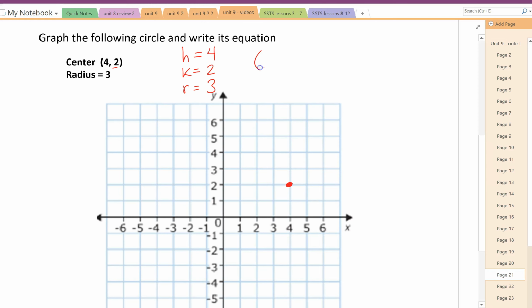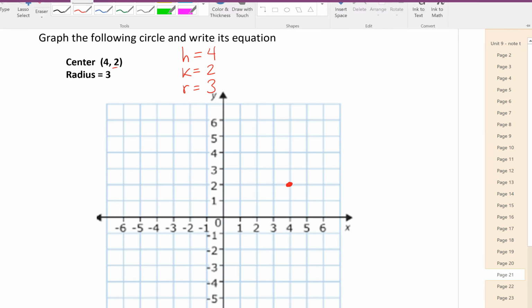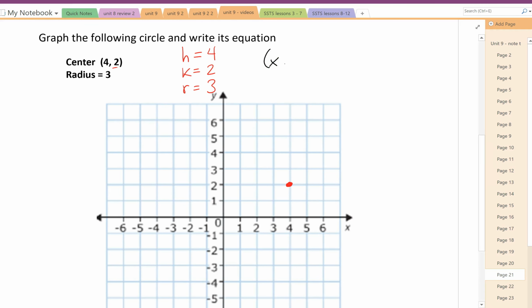Like I said before, most of the equation stays the same every time. So everything I'm writing down right now is going to stay the same every time. H goes in here, and I know that h is 4. Again, h is just the x value of the center of the circle, which I was told is (4, 2). So the x value of the center is 4. The y value of the center of the circle is 2, so I put a 2 right here.